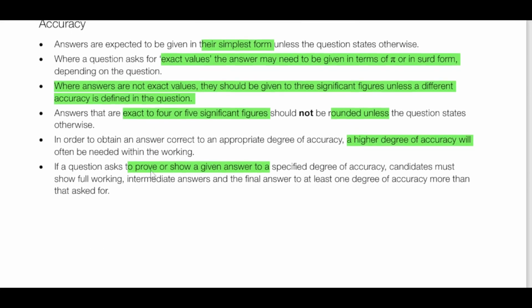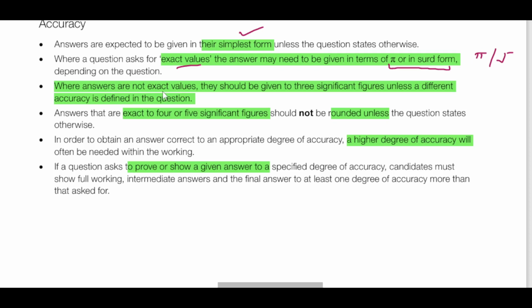Now the accuracy: all answers are expected to be in simplest form. The exact values of answers must be given in terms of pi or surd form. So your answer may contain pi or surds. Surds are like square roots and cube roots. So whenever it's written give the exact value, you are not going to substitute the value of pi and the value of the square root. You are giving your answer as it is.